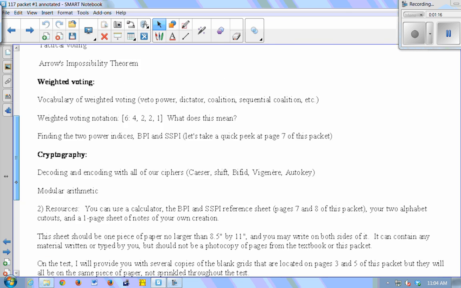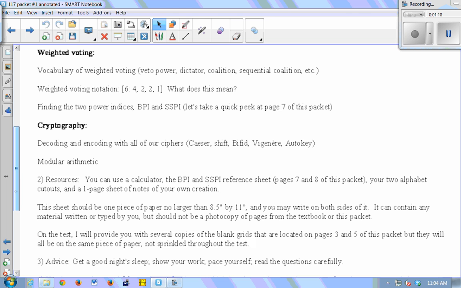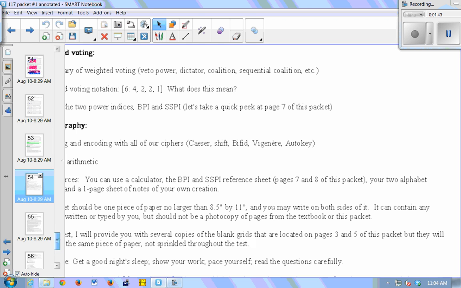And then Chapter 2 was on weighted voting. You should be familiar with the vocabulary with that. Players, veto power, dictator, coalition and sequential coalition, weighted voting notation, which is these brackets and the colon, and calculating the 2 kinds of power indices, BPI, Banzhaf Power Index, and SSPI, the Shapley-Shubik Power Index. And page 7 of your packet has a nice summary about how to do that.